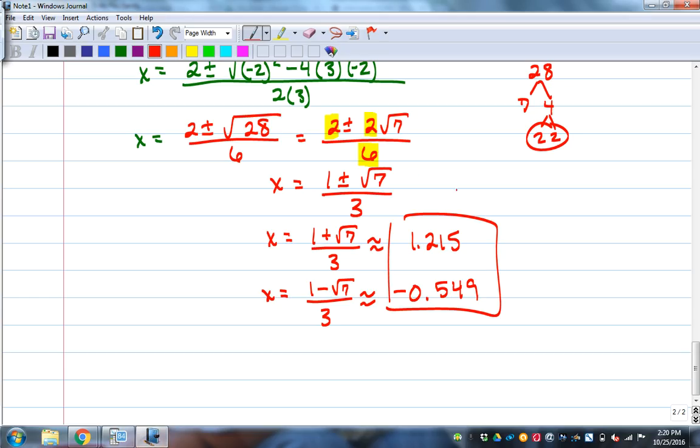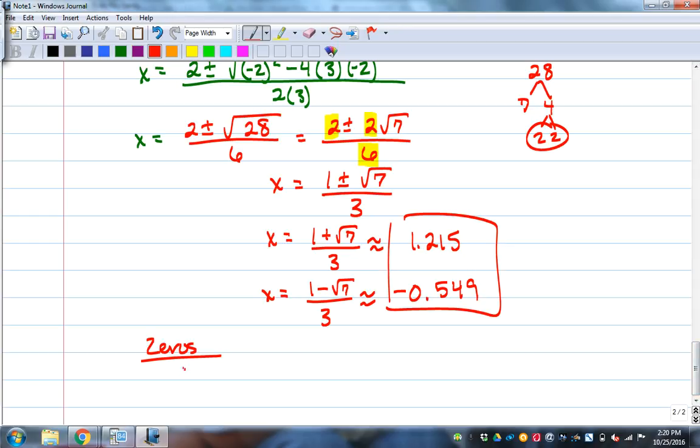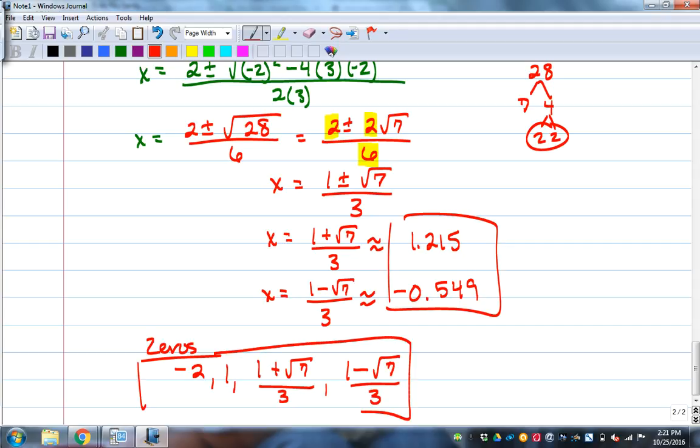So we get zeros of, what were the 2 easy ones? Negative 2 and positive 1. And then we get 1 plus the square root of 7 over 3, and 1 minus the square root of 7 over 3. That's 4 zeros that we found.